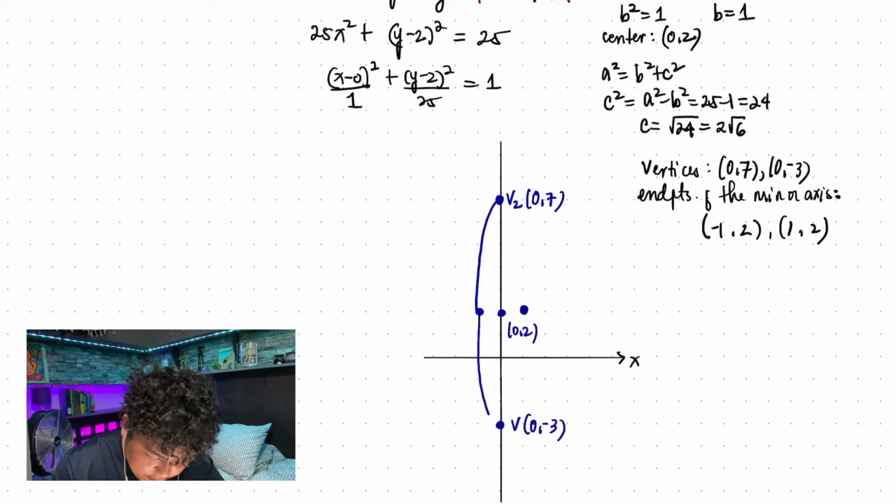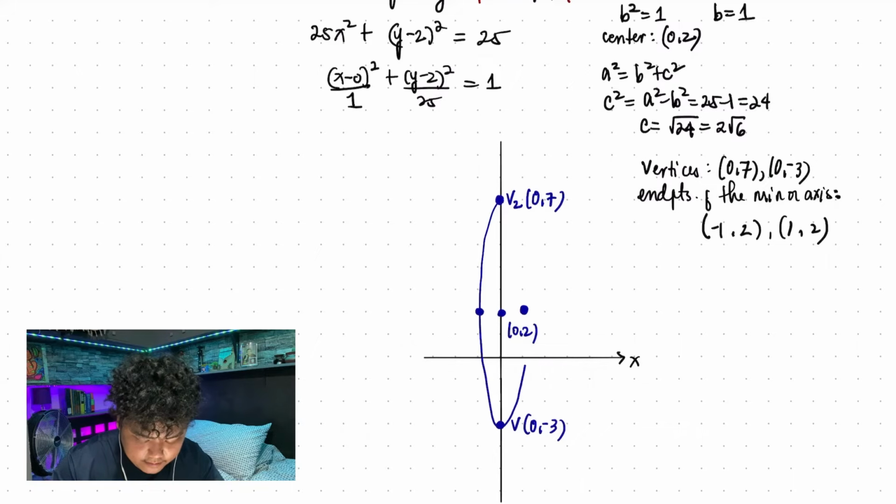Hala, hindi perfect yung ellipse ko. Ulit. Gusto ko perfect. Ay!